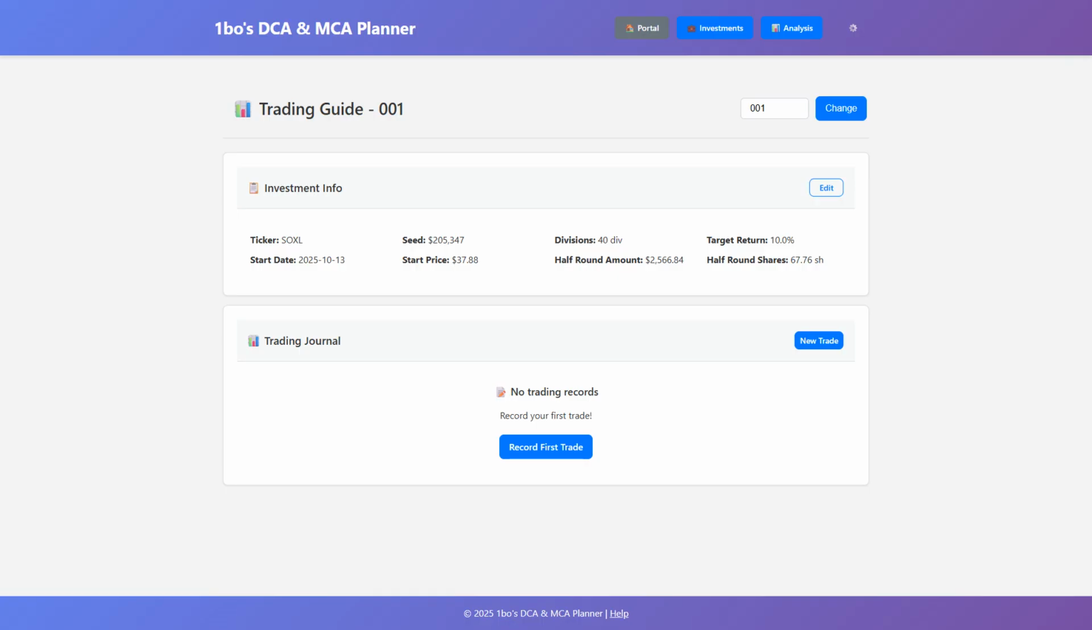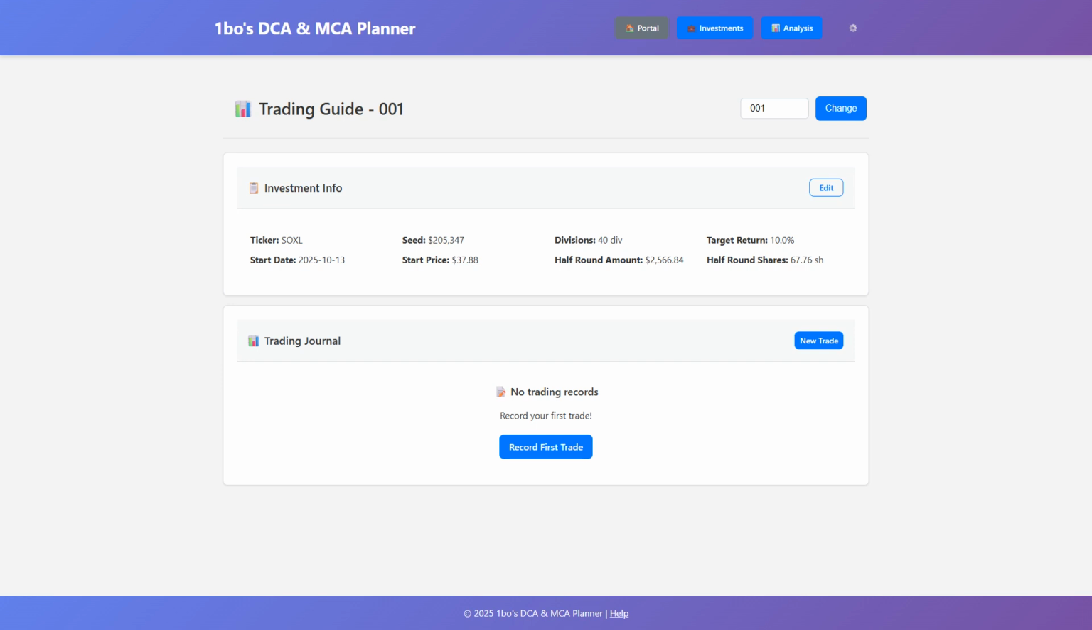The investment info card shows your settings, including half-round shares, 67.76 shares, which is half of one day's buying amount. Notice there's no trading plan yet. It needs your first trade.